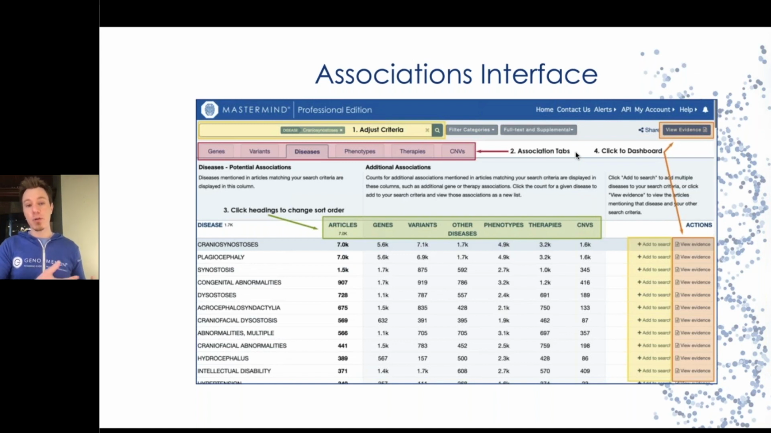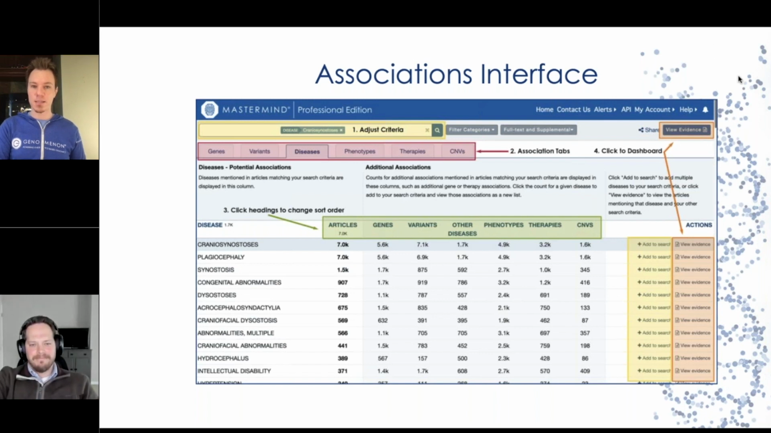And then when you're ready to see the evidence that supports those associations, you can click what's highlighted in the orange box here, view evidence. You can view the articles that support the associations that you're seeing and go straight to the information in the literature to see what they say about those correlations or associations. So having said that, I will now turn it over to my co-founder and our Chief Science Officer, Mark Keel.